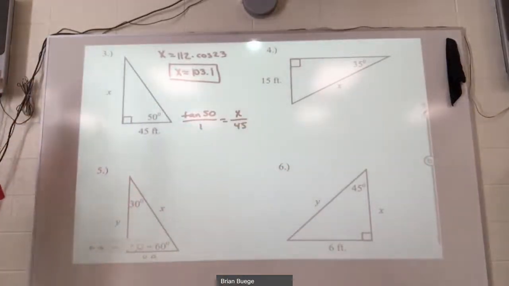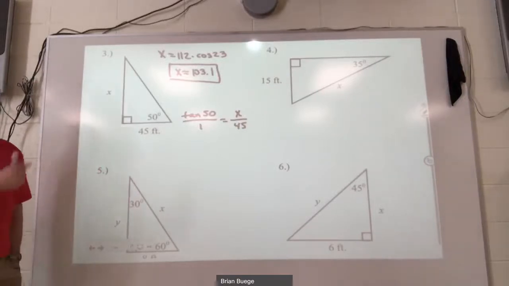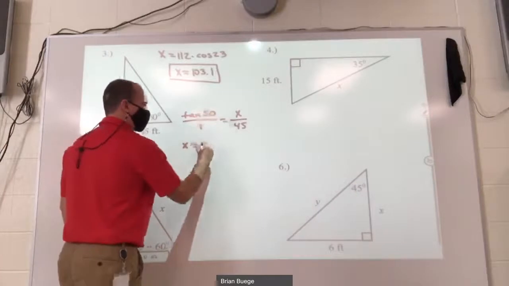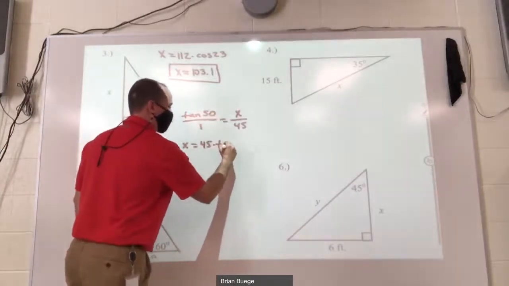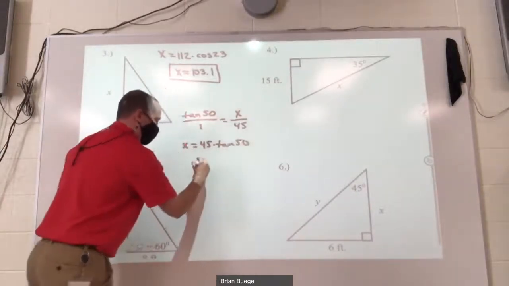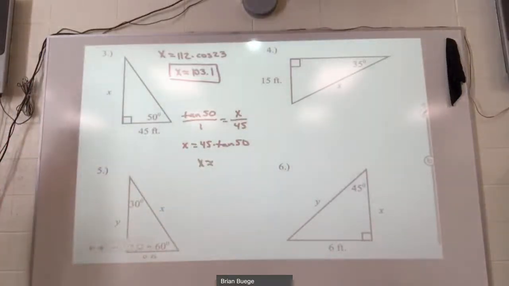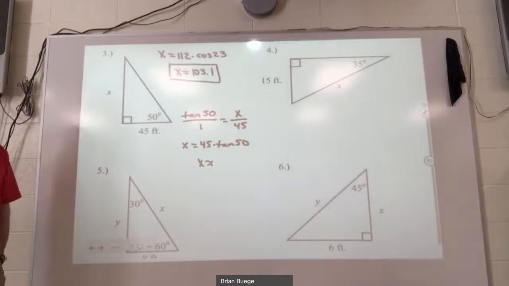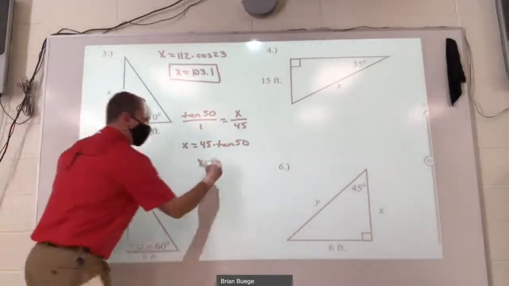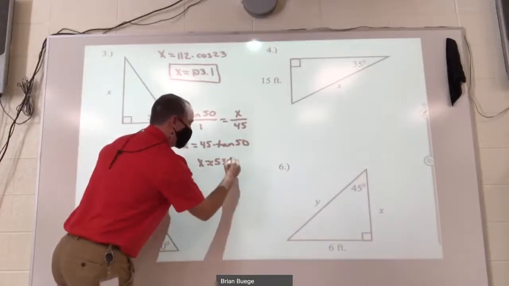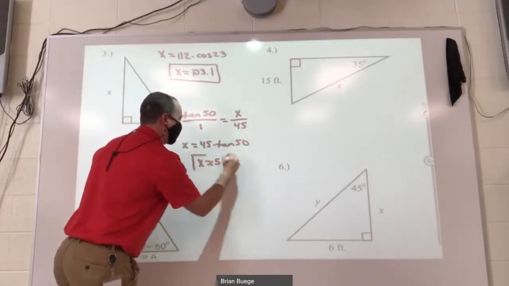And once again, now we're right back to what we were doing in number 1. Cross multiply, x times 1 is x, 45 times the tangent of 50. And x is by itself, so we type it in. What'd you get, Devin? What's the answer to this one? 53 point what? 63. Okay, that seems about right.